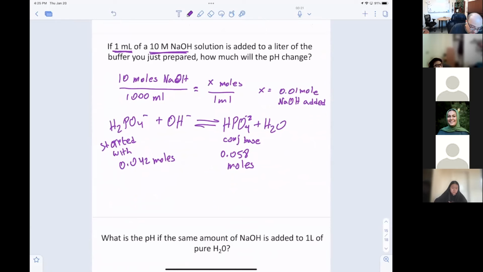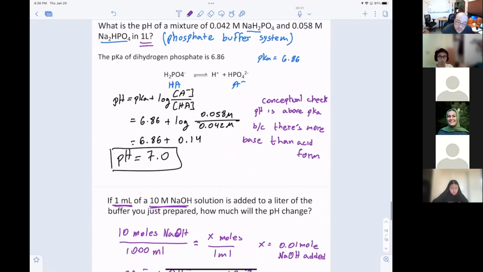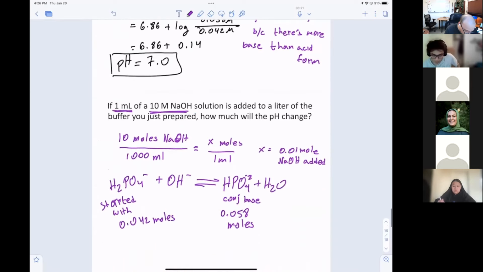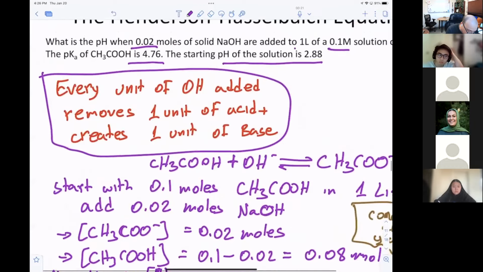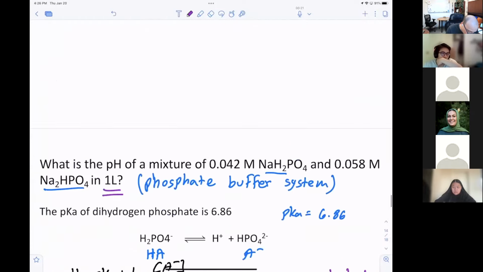So what's happening here? Do you remember one of the things I mentioned when we talked about Henderson Hasselbalch, when we start solving this problem? Anyone remember? Is that where you said every unit of OH removes one unit of acid and creates one of base? Exactly, yes. Thank you so much. When we have this type of question, one of the guiding lights for me is to remember that when I add NaOH to this type of reaction, every unit of OH added removes one unit of acid and creates one unit of base. So when I have this scenario, I need to do the same thing.